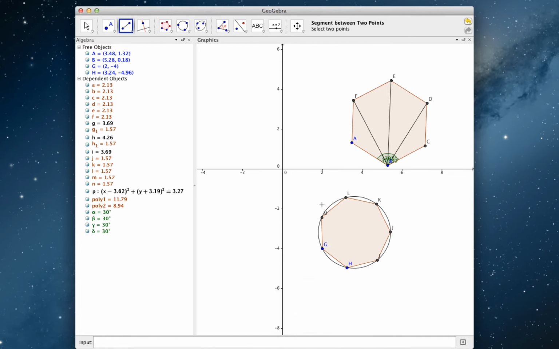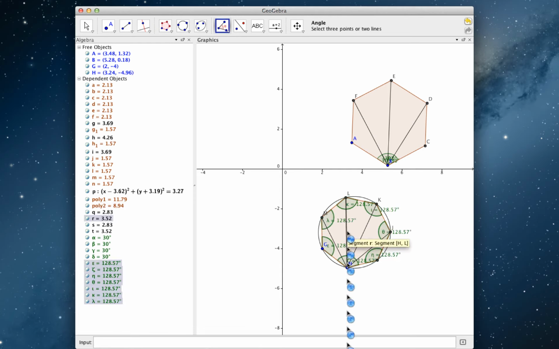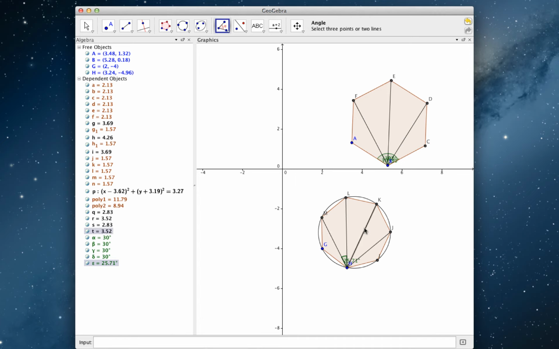if I use my segment tool and I draw in, say, this segment here, and this segment here, and then maybe this segment, and this segment, I'm just going to try to think about comparing these angles. So this angle and this angle. Of course, when I measure them, if I measure them correctly, they're equal.